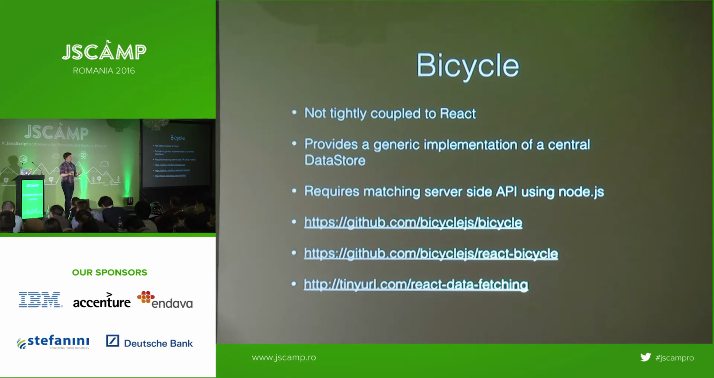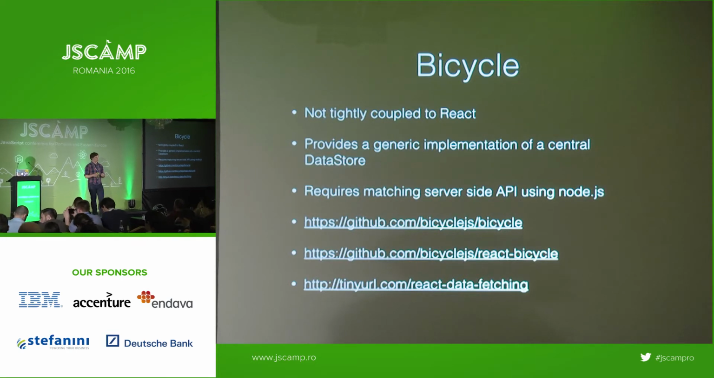Bicycle consists of two parts. A data store implementation, which is a generic implementation of that data store that lets you subscribe to queries and send updates to the schema. And then it also has a React library which provides ways for you to bind that to your React application. Essentially, it's just an implementation of that higher order with data component that we saw earlier.